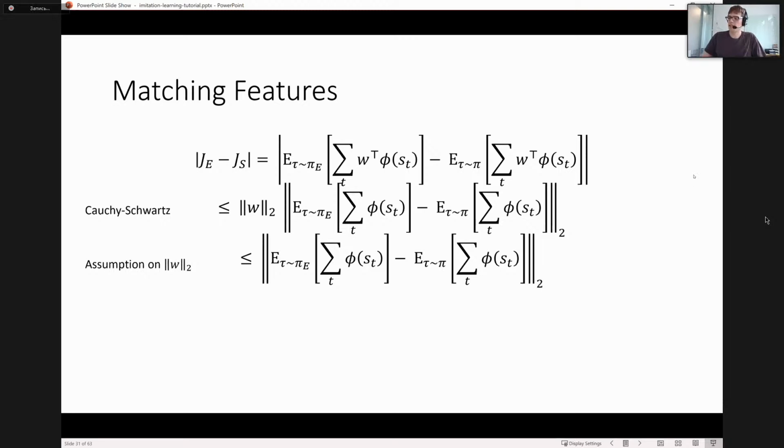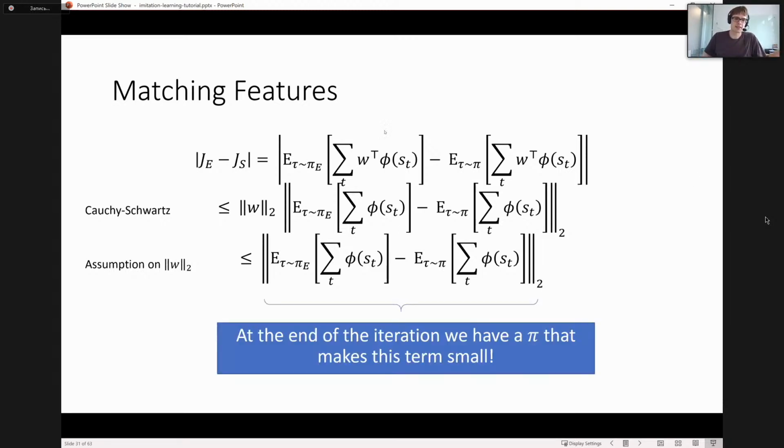So the justification for the algorithm that I've shown in the last slide is that it gives us a situation where at the end of the iteration this term is small. And if this term is small, then we know that the difference between the return the expert is getting and the return the imitation learning agent is getting is also small. That is basically what makes this algorithm work.